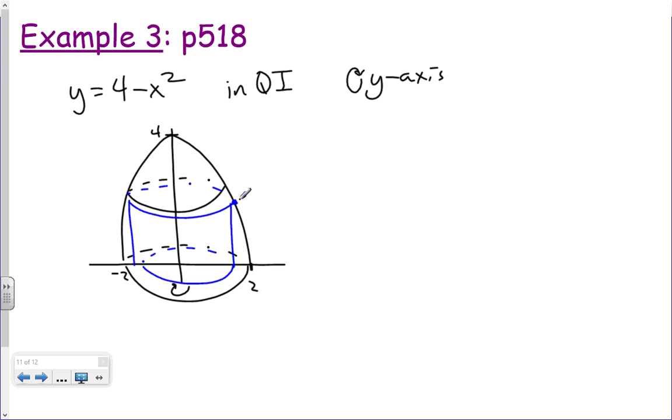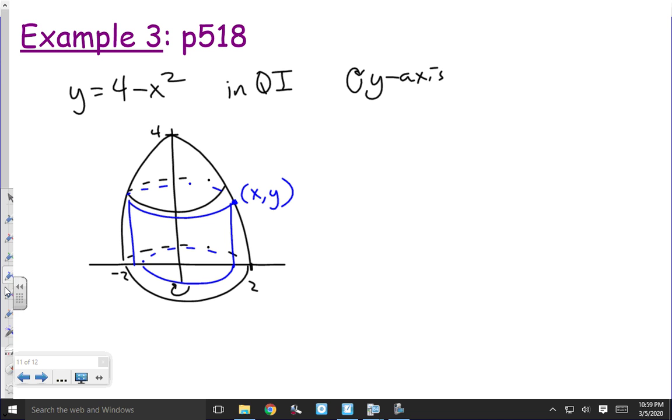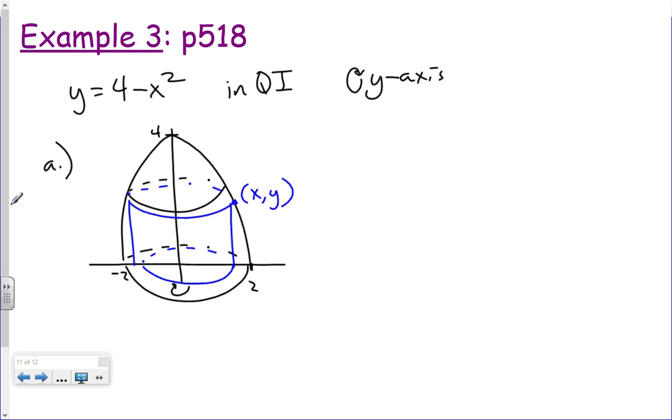And we'll call this our sample point XY. So we've got a cylinder inscribed inside of our paraboloid. All right, and it says for part A, sketch the paraboloid and the cylinder. That's what I've got there. That's part A here. Got ourselves a sketch of it. We'll label that part A.